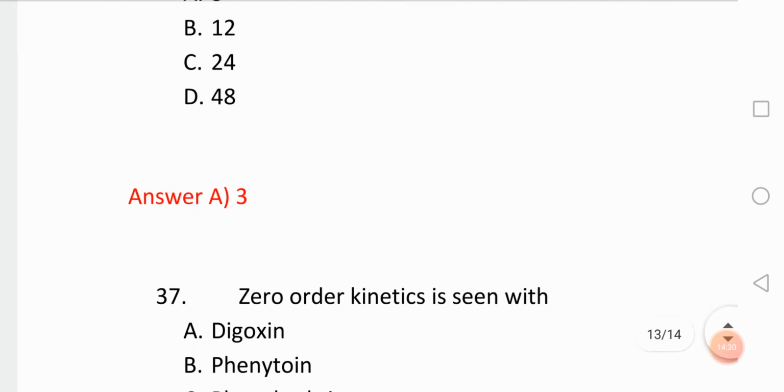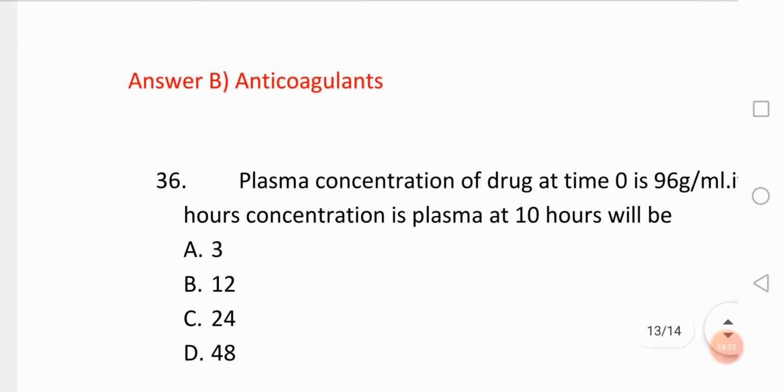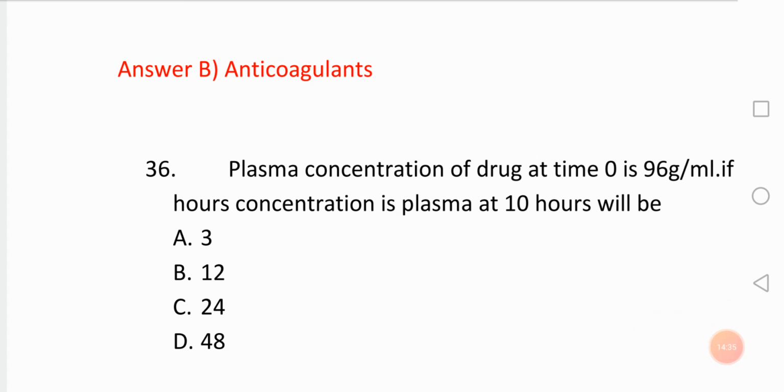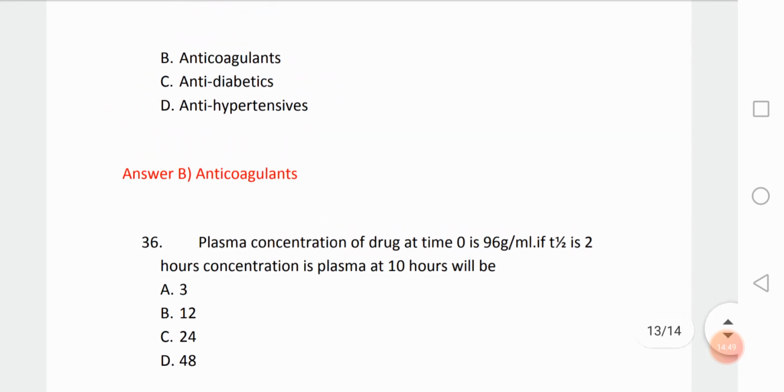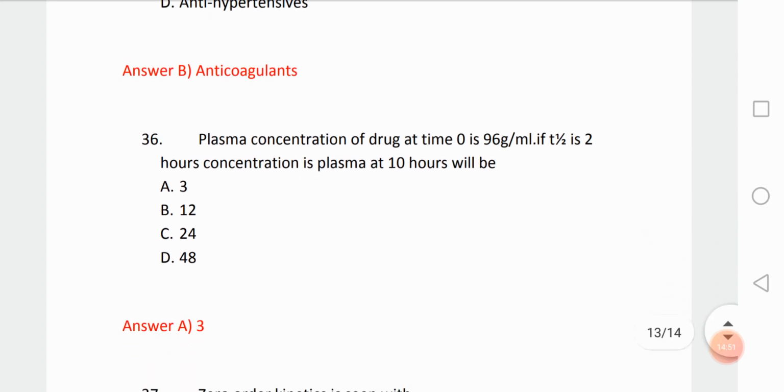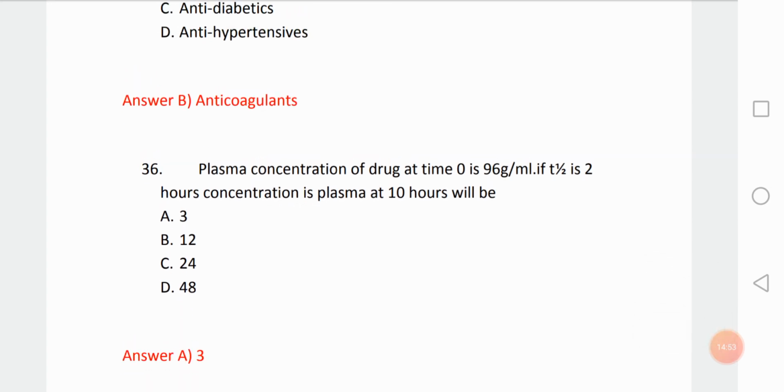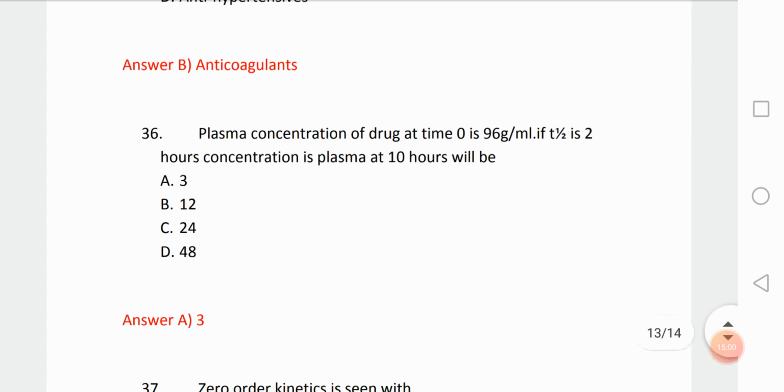Next is: plasma concentration of a drug at time 0 is 96 per ml. The plasma concentration at 10 hours will be A, 3; B, 12; C, 24; D, 48. The answer is A, 3, because 0 to 10 hours means 5 half-lives. So the answer is 3.